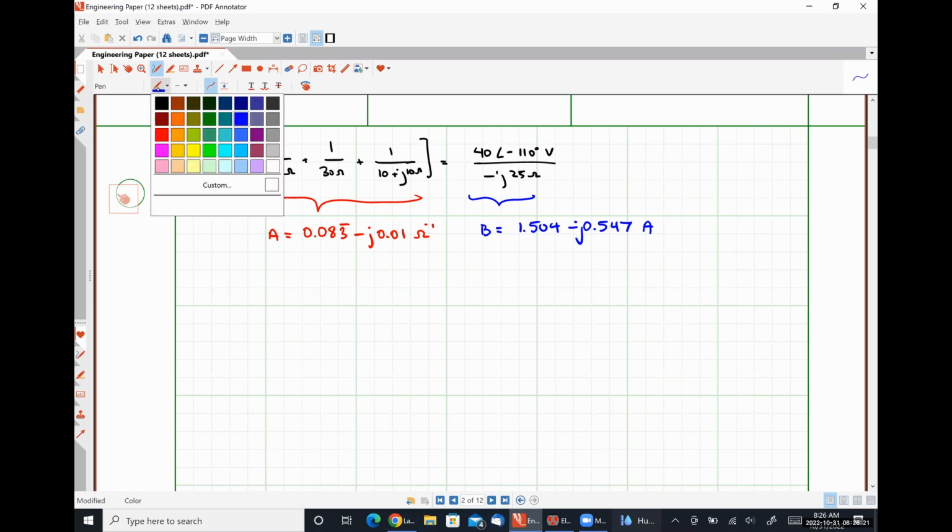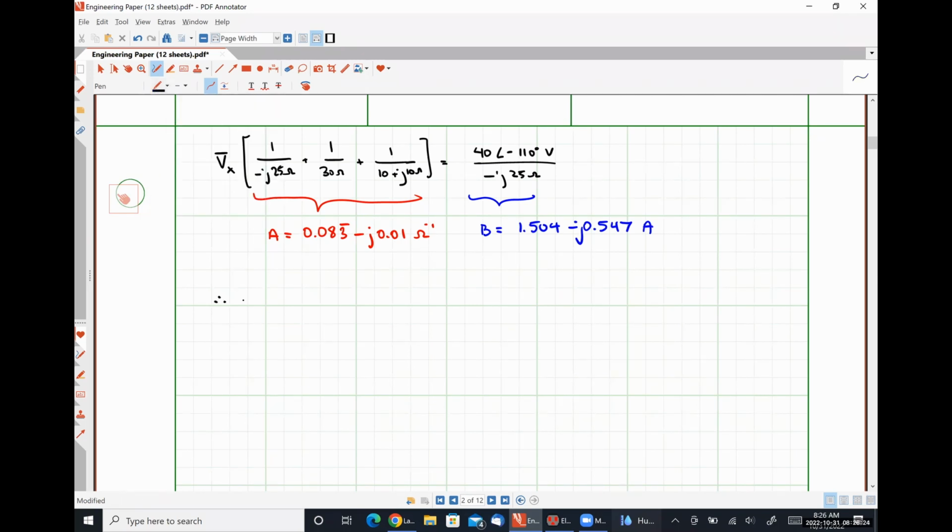And from this, we could see very easily that Vx is simply going to be B over A. Our calculators can easily give us that. And so I get 18.563 minus J 4.339 volts.